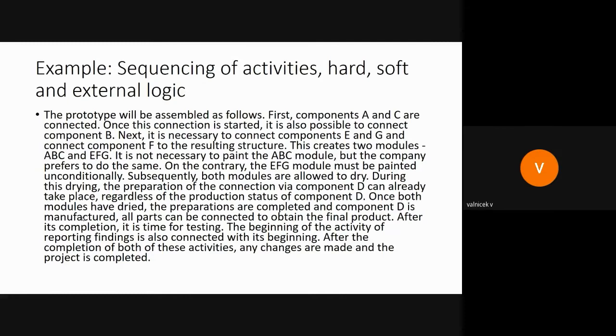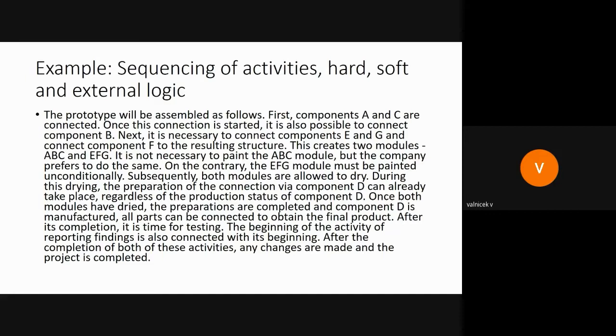The prototype will be assembled as follows. First, components A and C are connected. Once this connection is started, it is also possible to connect component B. Next, it is necessary to connect components E and G, and then connect component F to the resulting structure. This creates two modules, ABC and EFG.